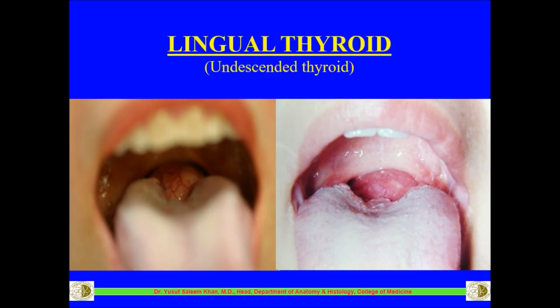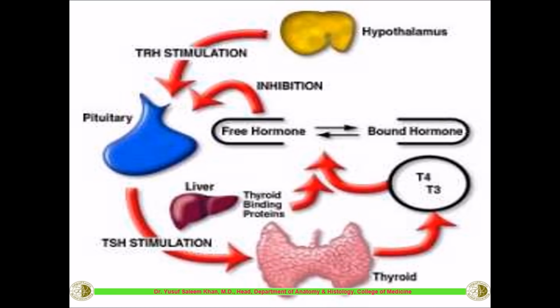Because it develops from the foramen cecum, sometimes there will be no descent. This might lead to development of the thyroid gland within the mouth itself, in the oral cavity. So here you can see the development of the thyroid gland. This is called an undescended thyroid, or a lingual thyroid, because it is present at the junction between the anterior two-thirds and posterior one-third of the tongue. This is called a lingual thyroid if it doesn't descend into the neck.